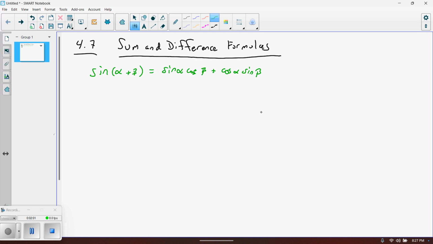And then if I were to do the subtraction, the difference formula of alpha minus beta, that is going to be the sine of alpha cosine of beta minus cosine of alpha sine of beta. So that's the ones for your sine function.